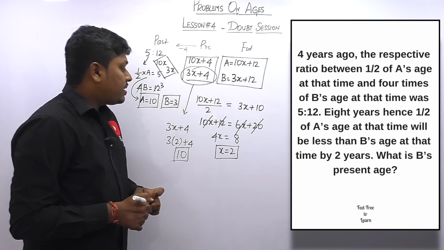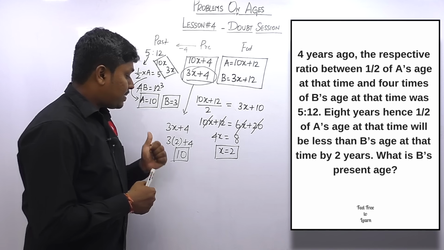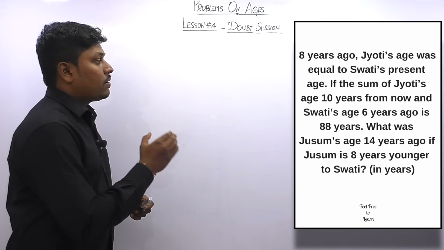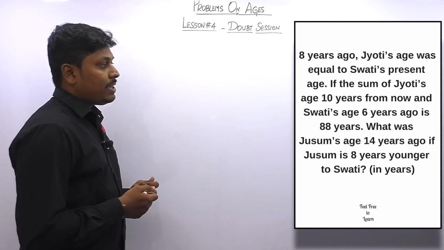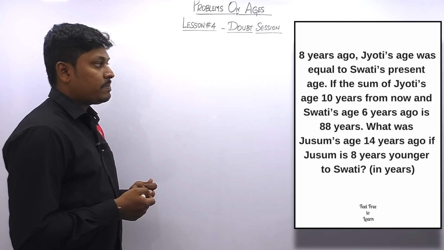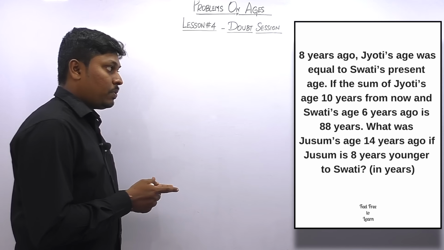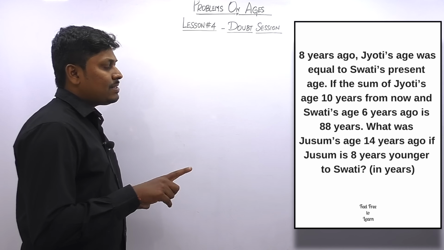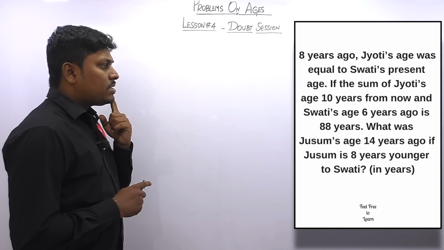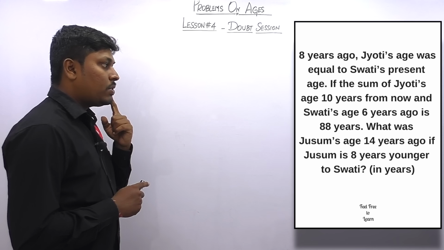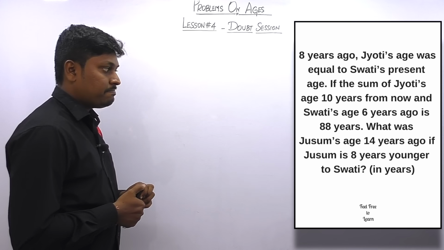So very interesting question. So finally we got an answer for question number 8, that is B's present age will be 10 years. Question number 9. 8 years ago, Jyoti's age was equal to Swati's present age. If the sum of Jyoti's age 10 years from now and Swati's age 6 years ago is 88 years, what was Jusum's age 14 years ago if Jusum is 8 years younger than Swati?